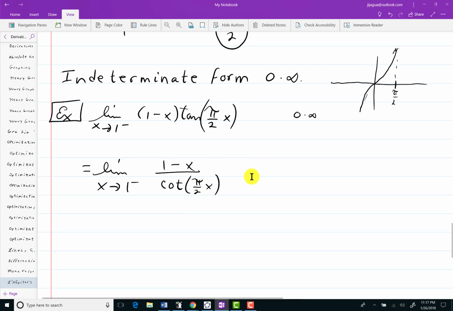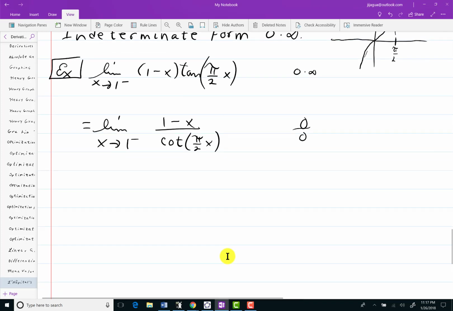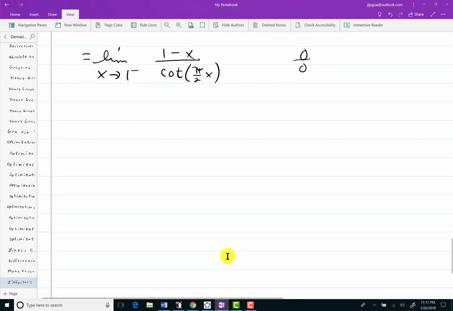Now, if I try to plug in x equal to 1, I'll get a 0 in the numerator. If I try to plug in x equal to 1 in the denominator, cotangent of pi over 2 is cosine of pi over 2 divided by sine of pi over 2. That's 0 over 1. So I'll get 0 over 0. That's the format it's in. Now I'm allowed to apply L'Hopital's rule.